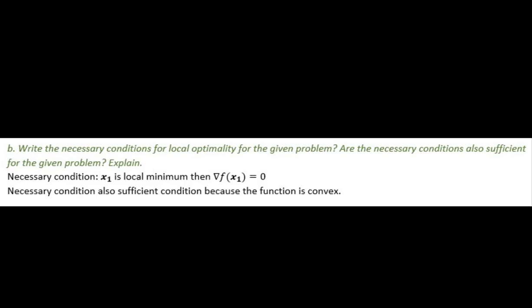For B and C, for B, the idea was this: the necessary condition for local optimality, which was gradient equals zero. Is this condition also sufficient? Yes, if the problem is convex, then gradient equals zero is also a sufficient condition. So that was the result here, gradient equals zero. We said it is sufficient.